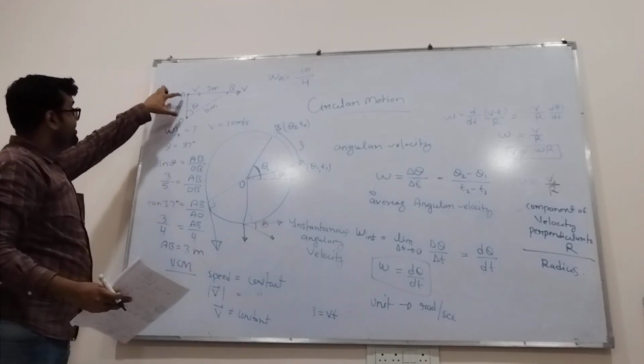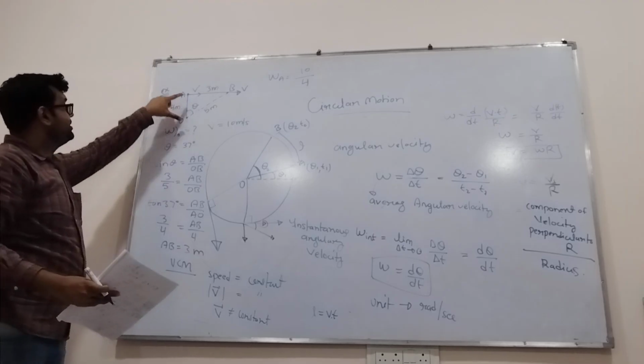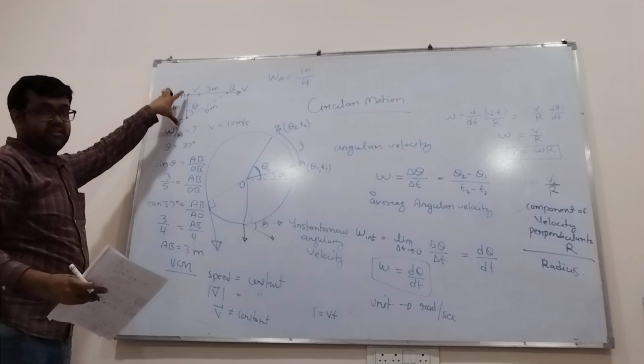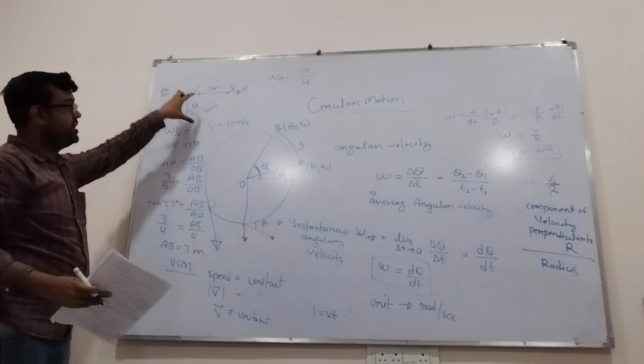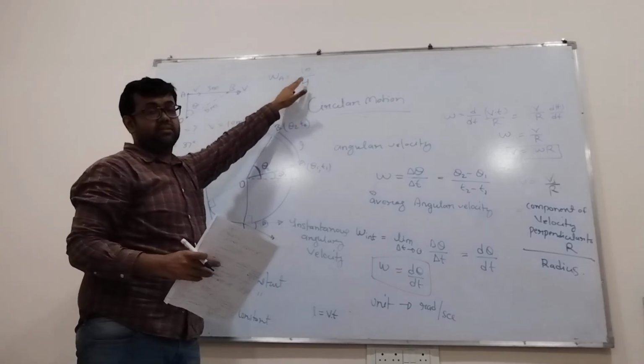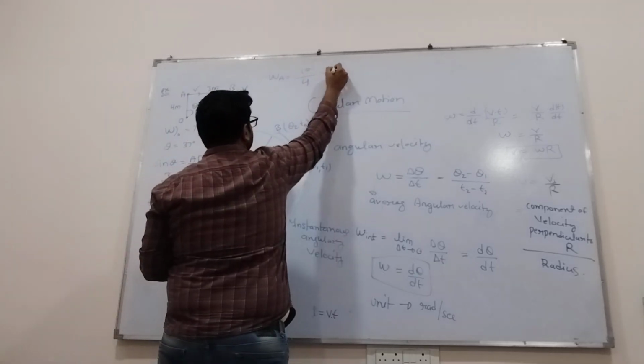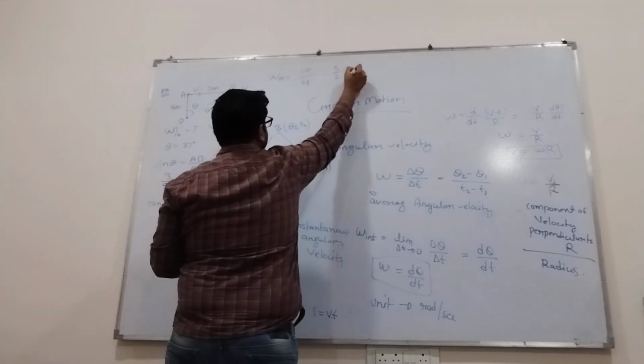The distance of the object from the center point, that is the radius, the value of radius. So here the angular velocity will come out as 10 upon 4. That will come out as 5/2 radian per second.